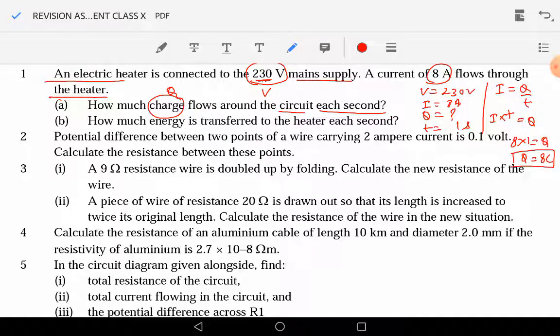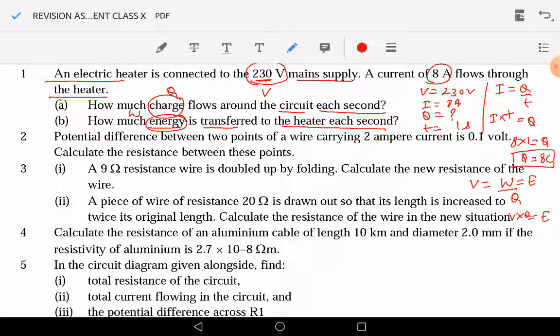Now moving on to the second part, that is, how much energy is transferred to the heater each second. So now since they are asking us the energy, and we all know that energy can also be taken as the work done, we can simply apply the formula that potential difference is the amount of work done to move a unit charge from one point to another, and here V can be replaced with E.